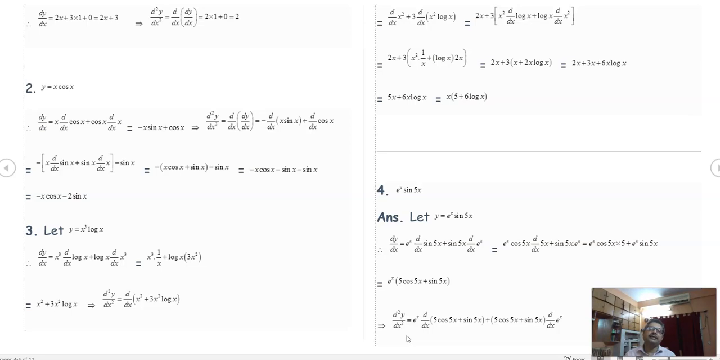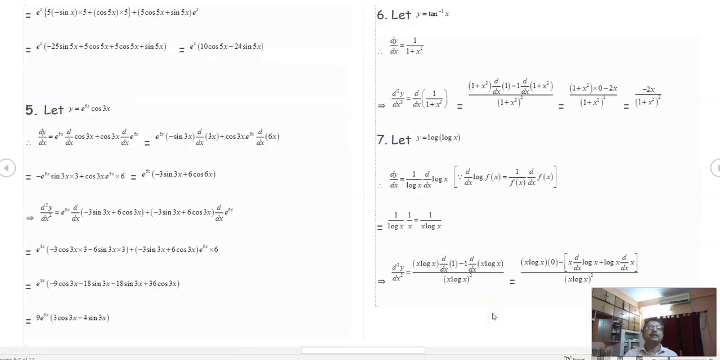For sin ax it will be a into cos ax. For cos bx it will be minus b into sin bx. Here I have used the same rule. Cos 5x differentiation I am doing, sin 5x like that. So finally it is reduced to e to the power x into 5 into minus sin 5x like that. We get e to the power x into 10 cos 5x minus 24 sin 5x.